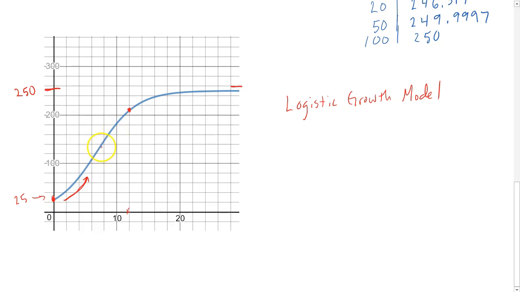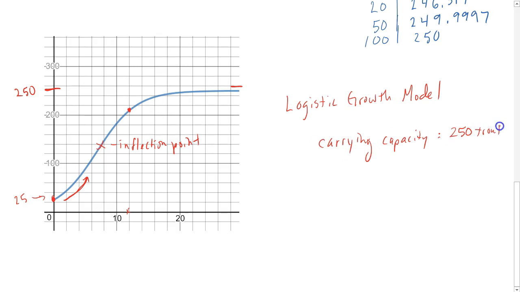But somewhere along the lines, we reach this inflection point. And once we get past the inflection point, instead of the population growing faster and faster, that growth starts to slow down. And once we get close to the limit, remember our limit was 250, once we get close to the limit, that population starts to grow very slowly, and in fact it just winds up getting closer and closer to 250 the further we go. 250 is called the carrying capacity.